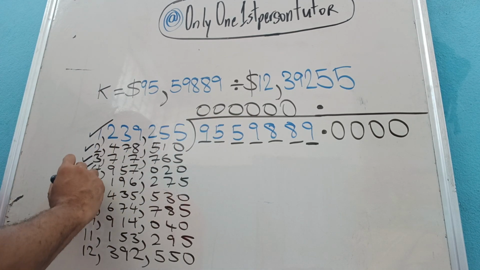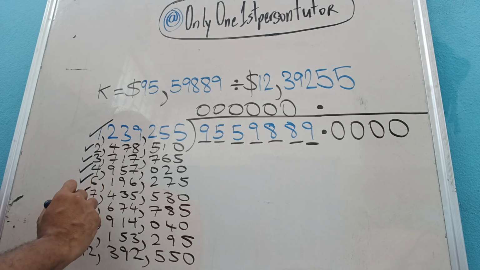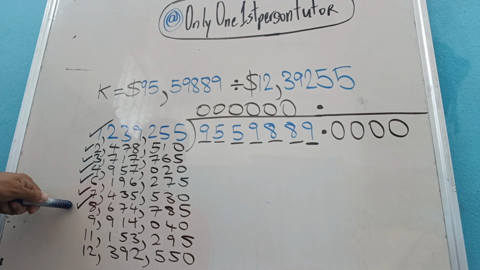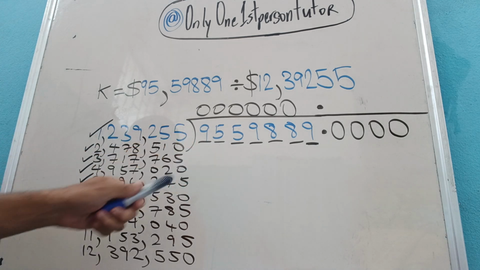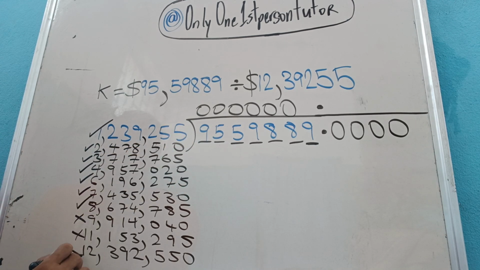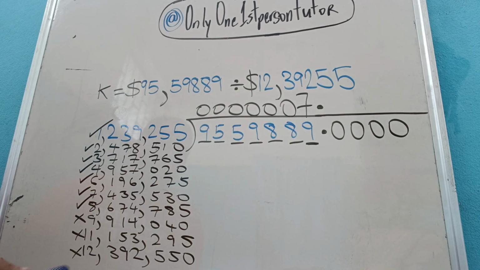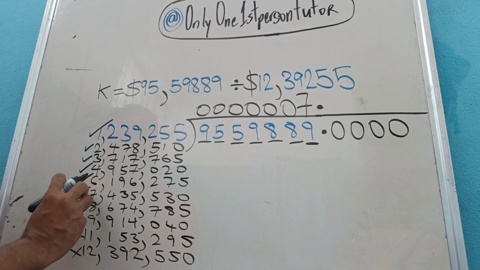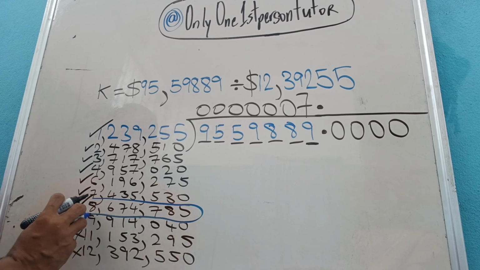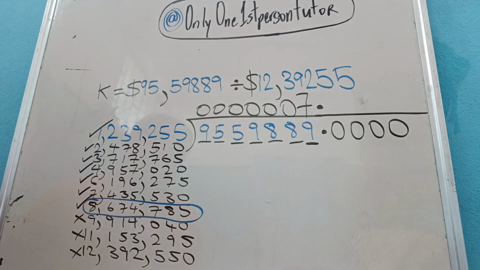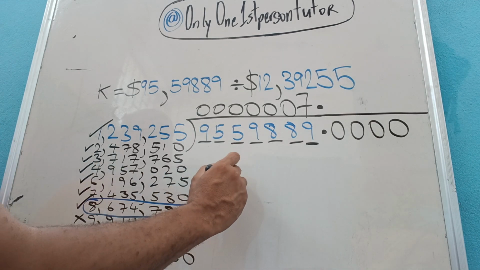2, 3, 4, 5, 6, and then 7. Right, so only 1, 2, 3, 4, 5, 6, 7. So we have to stop right here, right? Because this number is smaller than that right here, and that right there. Yeah? So we'll have to put a 7 right there, and then we will now have to figure out what number we are going to add to this to give us 95,9889. Right?